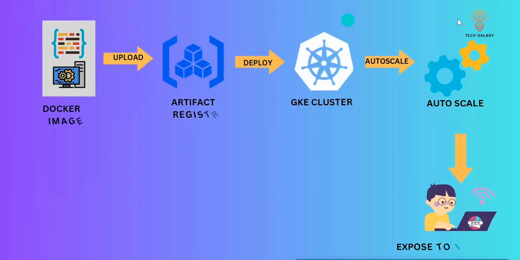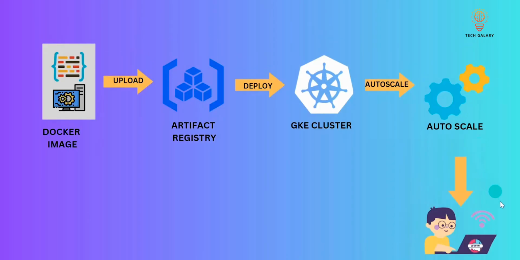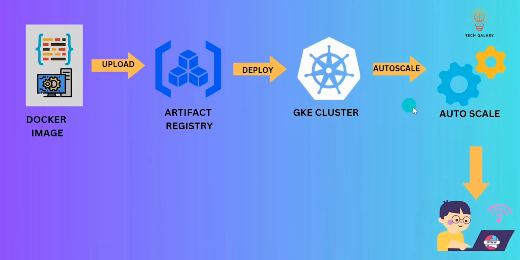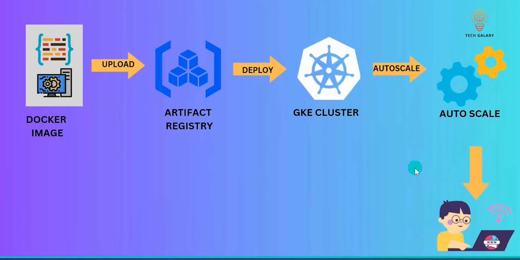So this is the flow which we will be following in today's video. We will containerize this web application in a Docker image. Then we'll upload this Docker image into an artifact registry. Later we will deploy this on a GKE cluster. Then we will autoscale this application using an autoscale option. Finally, we will make this sample app available on the internet. So this is the complete flow which we will be following in today's video. So let's get started with the lab.